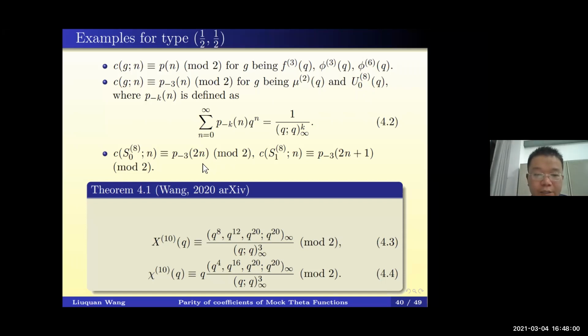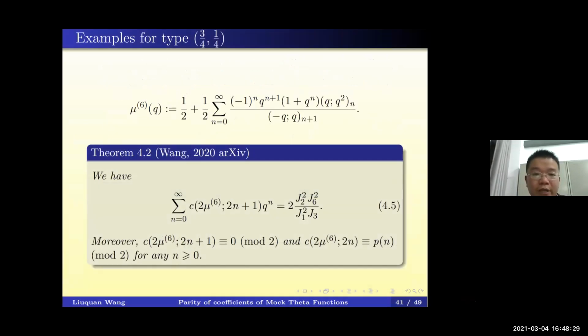Similarly, we can show that the nth coefficient of S0 and S1 are also related to P3 of n. As for the 10th order Mock theta functions, capital X and chi, we can find this kind of reduction modulo 2. That is, their generating functions are congruent to such kind of infinite products. But this might not be helpful for studying their parity.